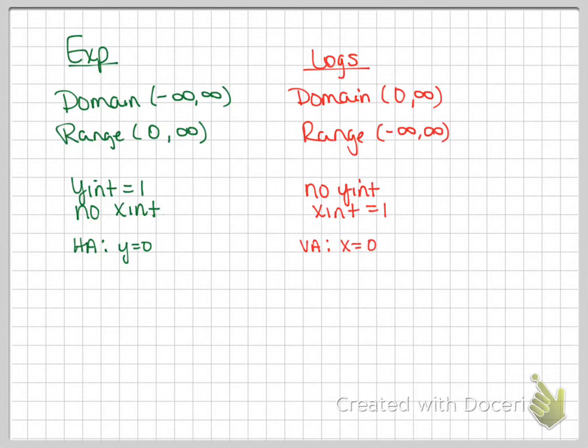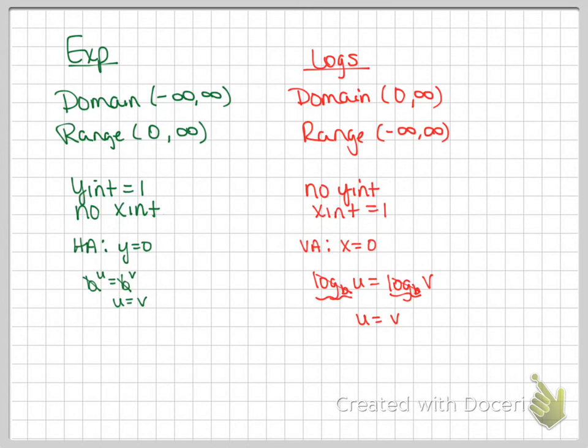Alright, we also know the one-to-one property. So for exponentials, we know if we have b to the u equals b to the v, that means that u has to equal v. Well, the same idea with logarithms. If we have log base b of u equals log base b of v, as long as your log bases are the same, they cancel, and therefore u has to equal v.